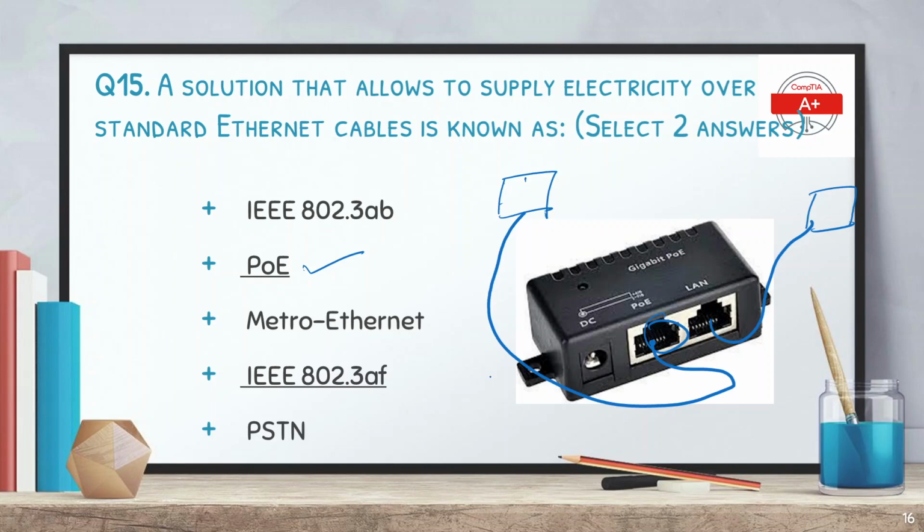It means that over Ethernet cable, this is an Ethernet cable, this is also an Ethernet cable, we can transmit data as well as power, and this can be used to power network-enabled devices such as IP cameras and other such devices.